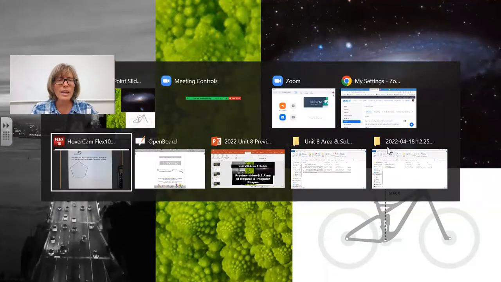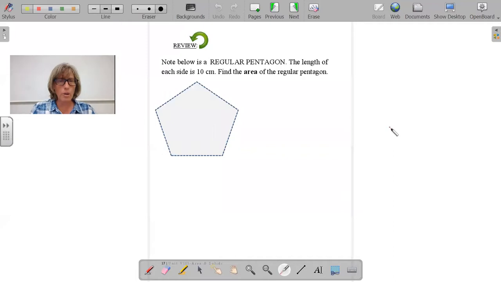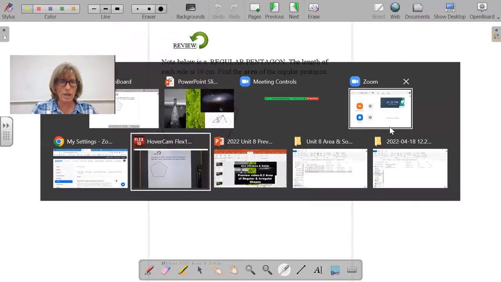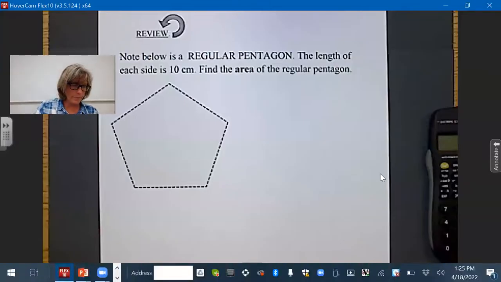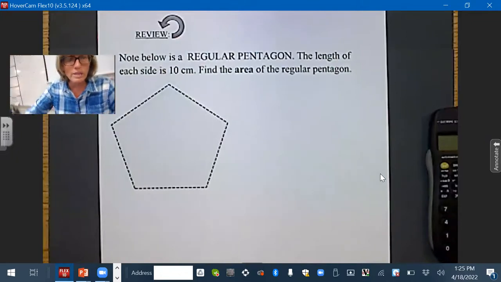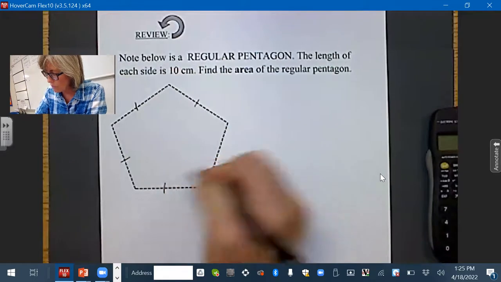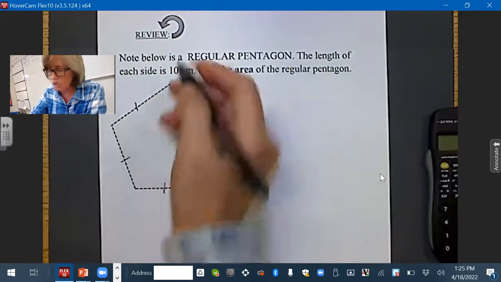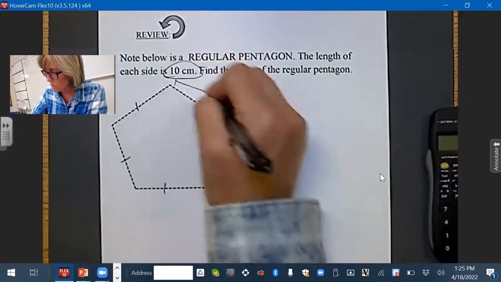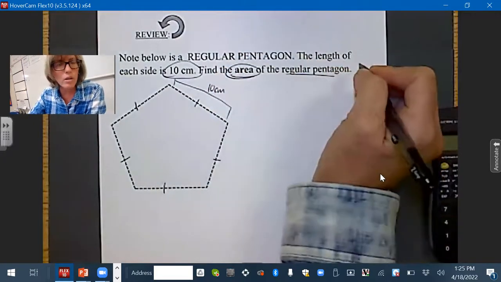You are now looking at 8.3. You're going to need a calculator handy and some colors. Let's do a quick recap of your previous lesson here. It says below is a regular pentagon. Pentagon, 5 sides. Regular, all sides equal. The length of each side is 10 centimeters. Find the area of the regular polygon.